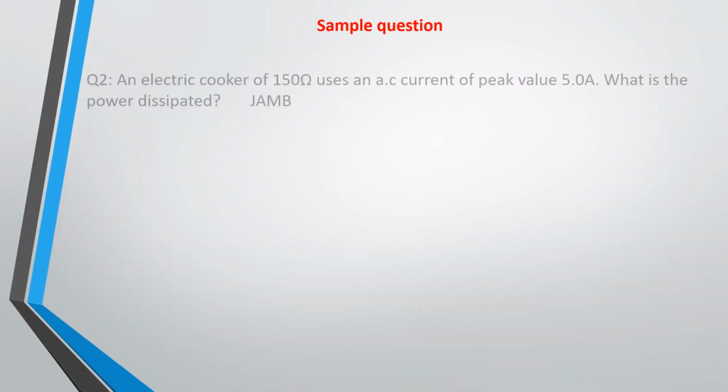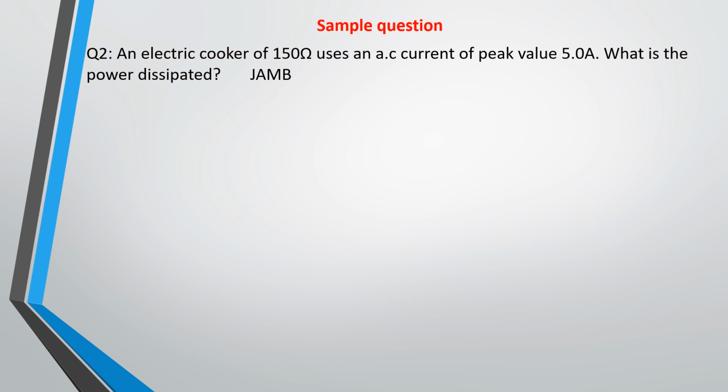This is another question, and it says that an electric cooker of 150 ohm uses an AC current of peak value 5.0 amp. What is the power dissipated? When you are reading this question, you should know what peak value current and root mean square value current are. In this question, you are given resistance equal to 150 ohm, and peak value current, I naught, equal to 5.0 amp, and you are asked to find P, the power dissipated.